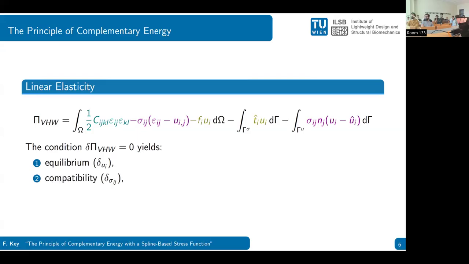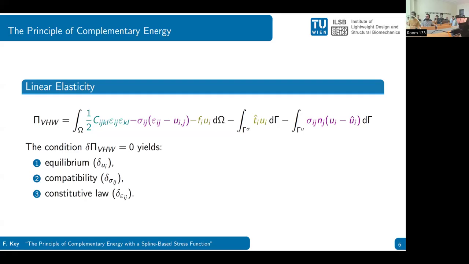Second, it also yields compatibility. If you take the variation with respect to the stresses, basically it's this term that remains, and this just says what you often assume as a relation, that the strains are symmetric derivatives of the displacement, and also here we have the boundary conditions in displacement.